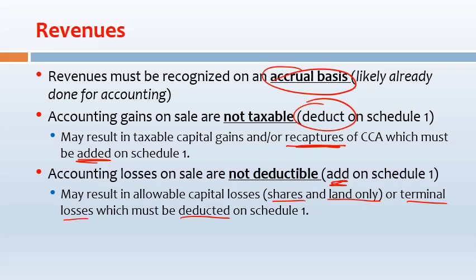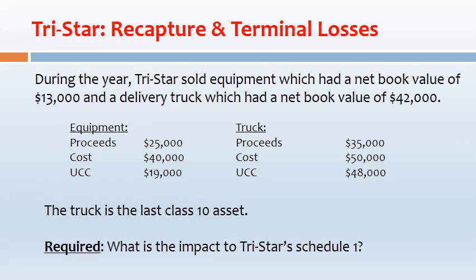Let's take a look at how these items work on our T2 Schedule 1 example with TriStar. Here is some information about equipment that TriStar sold during the year. We've got accounting net book value of equipment, as well as net book value of the delivery truck that was sold throughout the year.